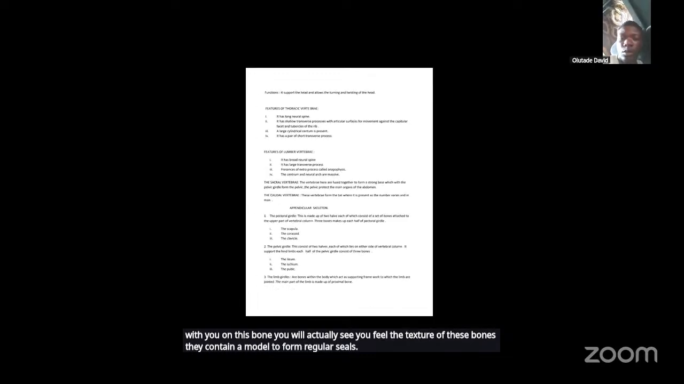And when some of us chew on this bone, you will actually feel the texture of these bones, that they contain marrow to form red blood cells. And so that's the summary for the animal skeletal system.